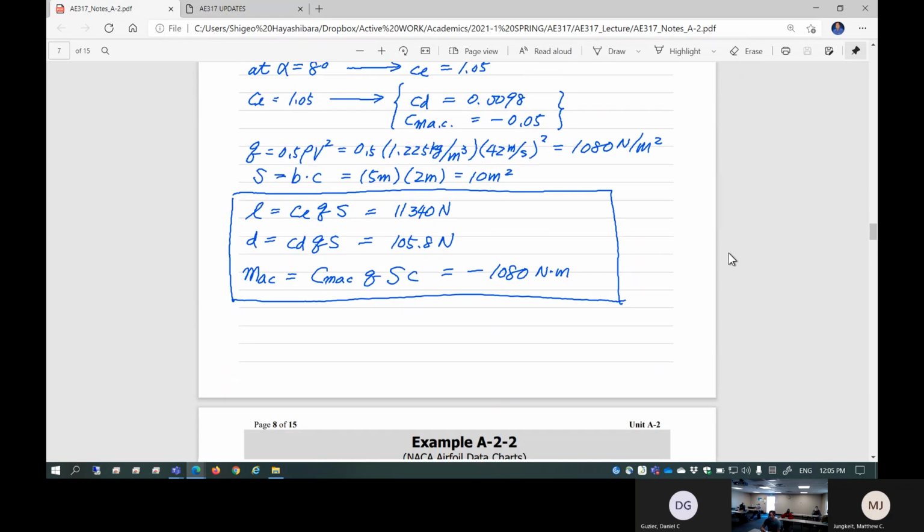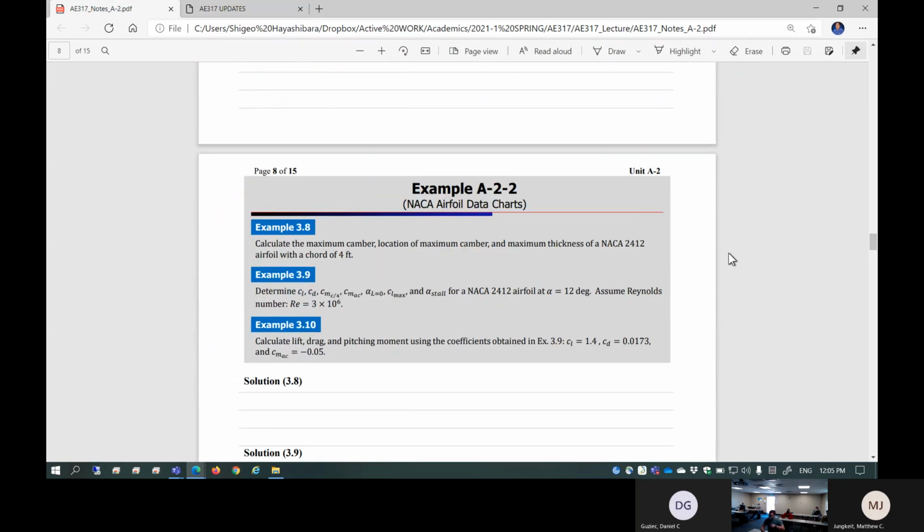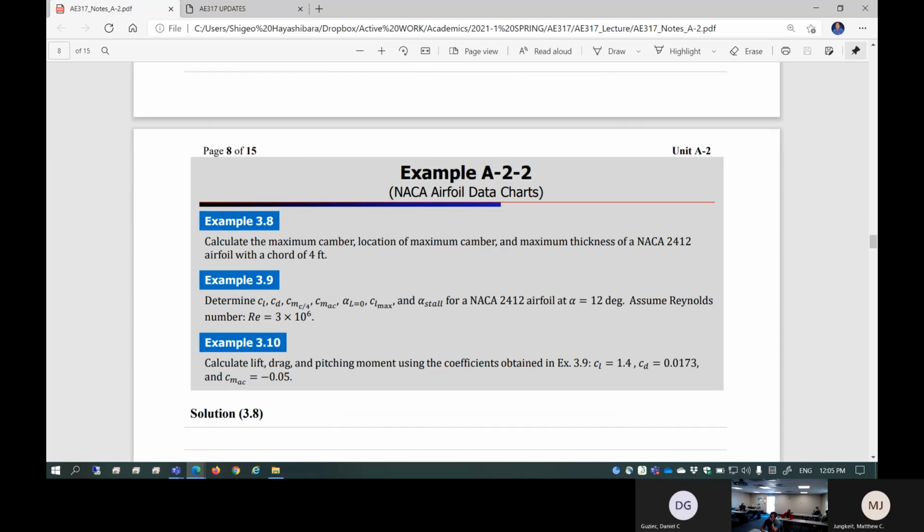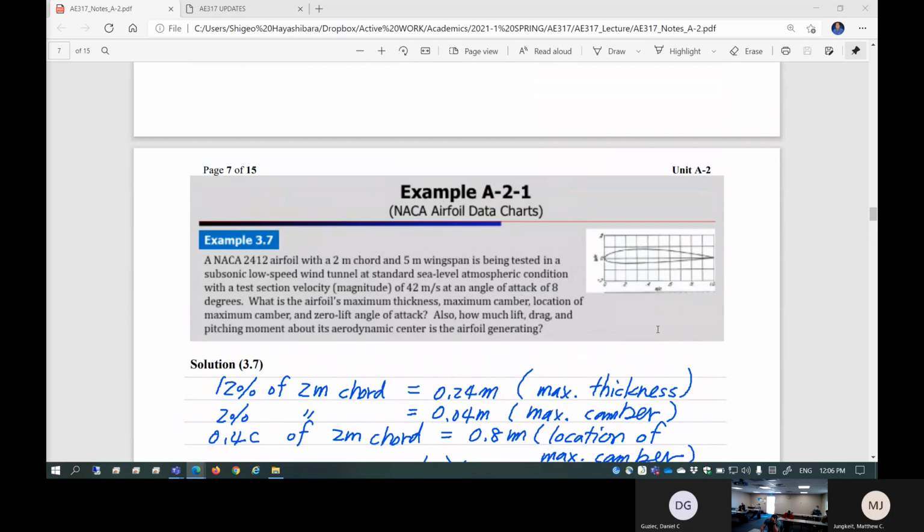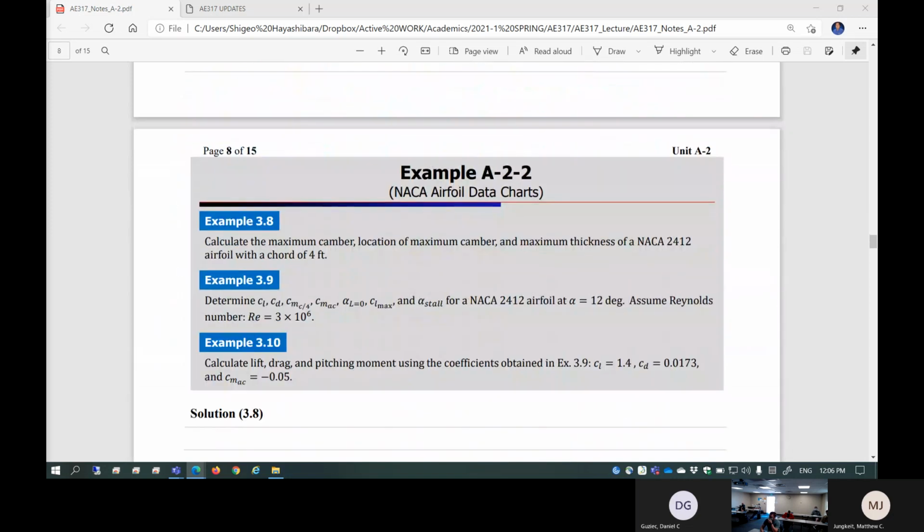Of course, yes. So let's just pick up from page 8, Unit A2. Let's continue with a few more exercises of reading off data from NACA airfoil data charts. Example 3.8: calculate the maximum camber, location of maximum camber, and the maximum thickness of a NACA 2412 airfoil with a chord of 4 feet. Wait a minute, didn't I do that? It's almost the same problem. Okay, let's just do that.